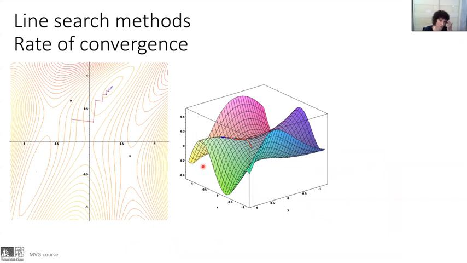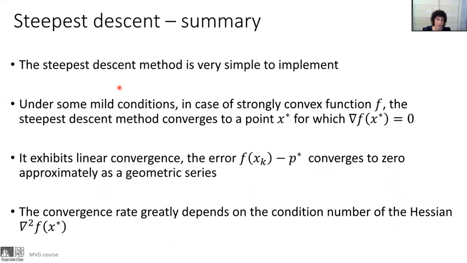This is the case of a non-convex function. You see the zigzag here and the slowness here also. I would like to conclude this part and say a few final words. The steepest descent method is very simple to implement under some mild conditions. In the case of a strongly convex function f, the steepest descent method converges to a point which is a global minimizer. And in the general case, it can have linear convergence, which is relatively slow. It behaves like a geometric series. It depends very heavily on the condition number, like we saw before.